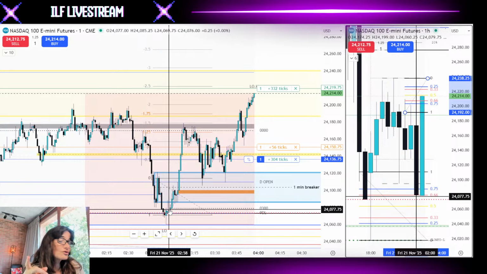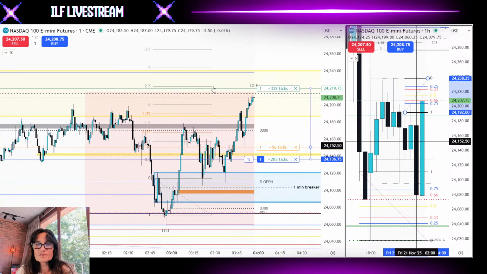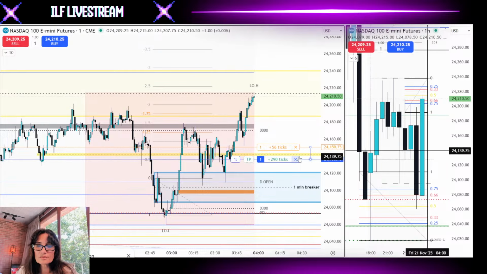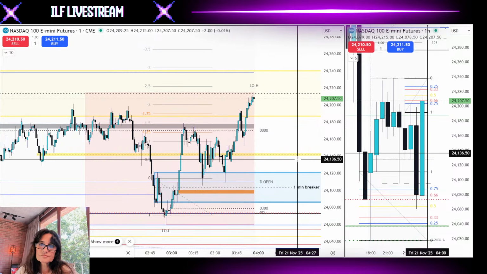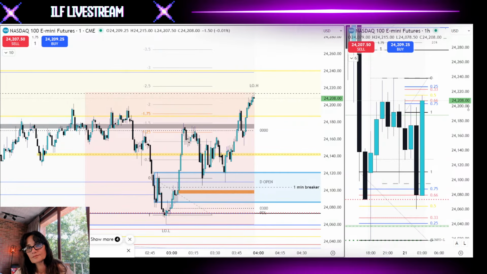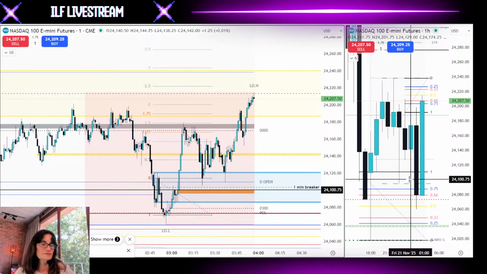I have to be careful when 4 o'clock starts, because 4 o'clock gives a lot of volatility most of the time. So, okay, we hit 50%. I'm getting out now. This one should be off the table. Here we go. 50% hit. I do want this to be hit, but we'll see.